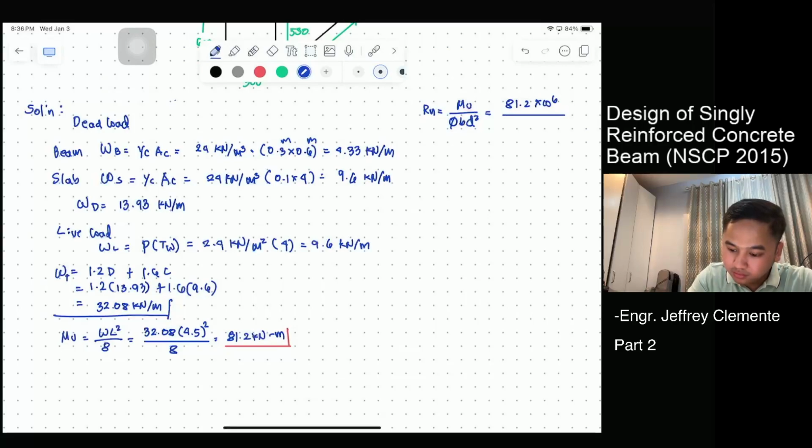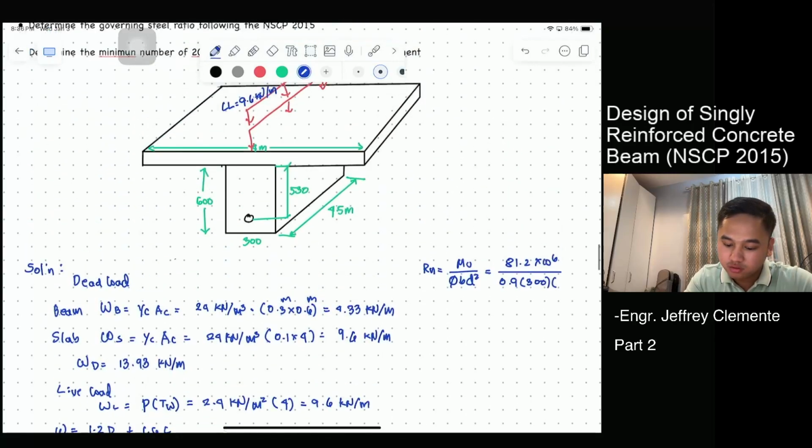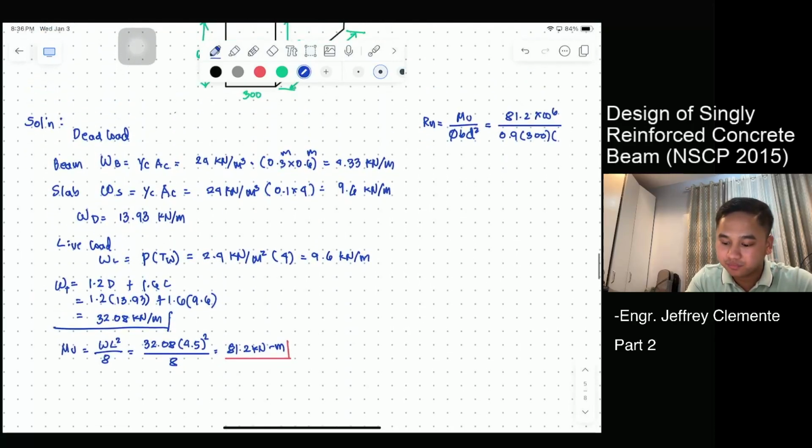Yung phi natin, let's use 0.9 para tension control daw, di ba? Kasi gusto niya gawing tension control. So, ang B natin is 300. Ang D is 530, hindi 600. 530 squared. So, using that, you'll have Rn na 1.07. Di ba? Then, after that, you'll solve the rho.